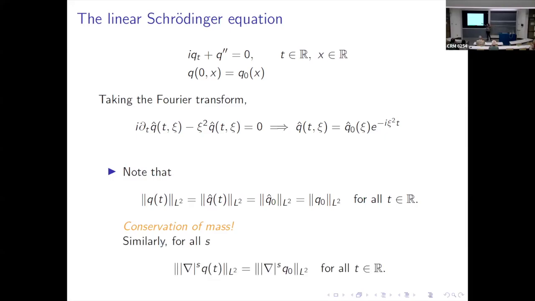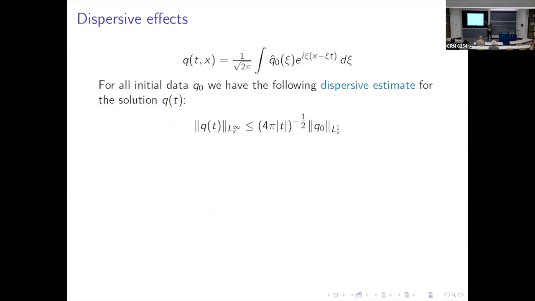And I can actually iterate this argument and show that the L2 norm of not just the solution itself, but any derivative of the solution will be preserved. Now, I wrote down again the formula that I showed you at the beginning. And okay, so what does that show? It shows that I can write my solution, I can express my solution at time t, in a way using just the Fourier transform of the initial data.